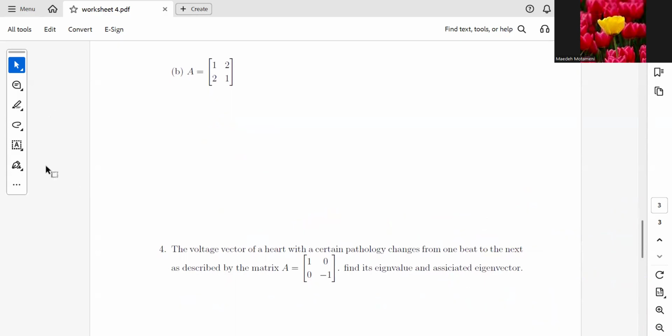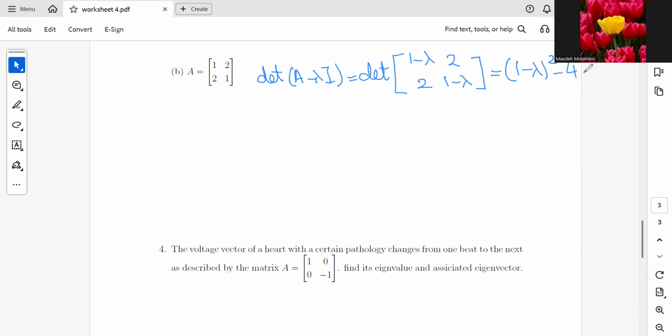This is a 2 by 2 matrix. For this one, we would say the determinant of A minus lambda I will be the determinant of 1 minus lambda, 2, 2, 1 minus lambda. And this will be (1 minus lambda) squared minus 4 equals 0. It means that (1 minus lambda) squared is equal to 4, and 1 minus lambda can be either positive or negative 2. From this, lambda can be either negative 1 or 3.